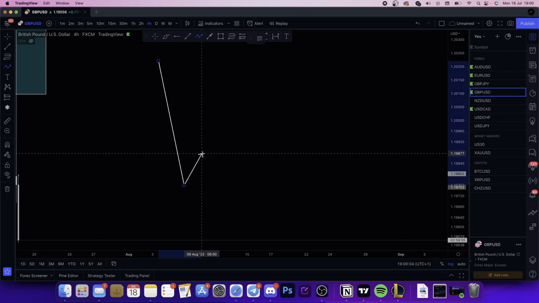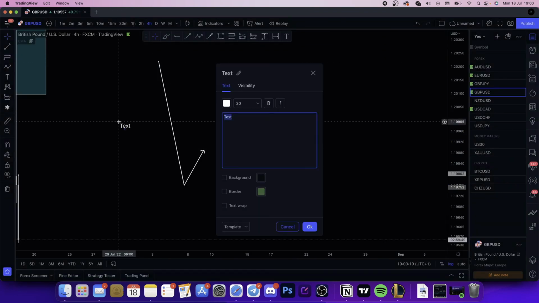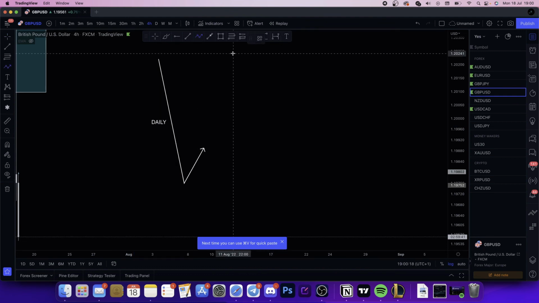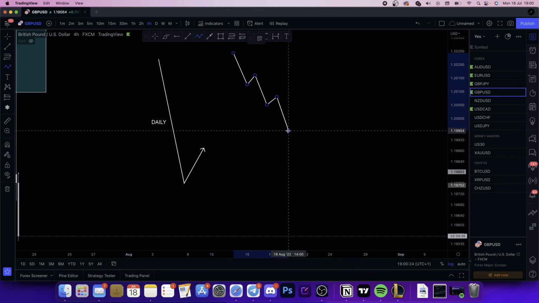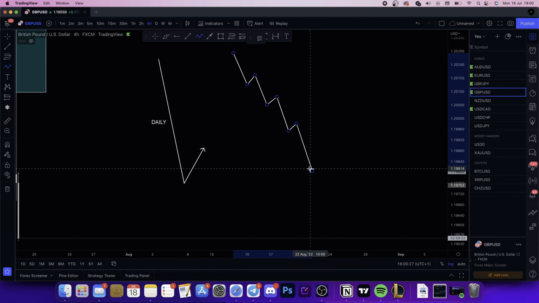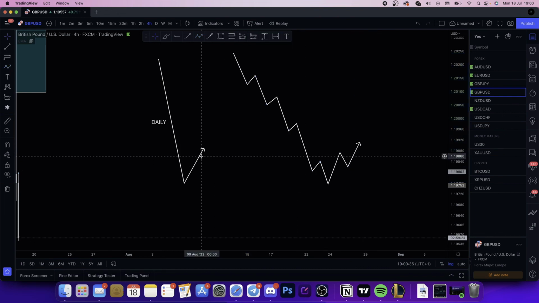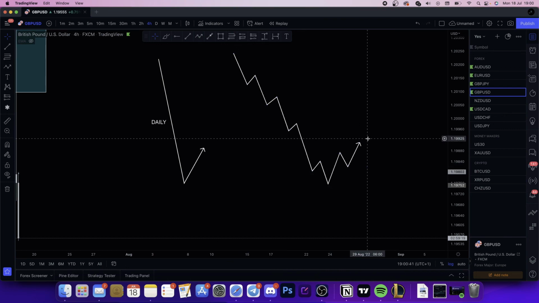Essentially, if the daily is doing something like this, let's say this is the daily. So if we're going into it, we'll look at the 4 hours potentially going to be doing something like this. Okay, so we're pulling down, we're creating structure, highs and lows. It comes all the way down into this area, and then basically on the 4 hour, it's going to begin to look like this. So this push here on the daily is beginning to look like this on the 4 hour.